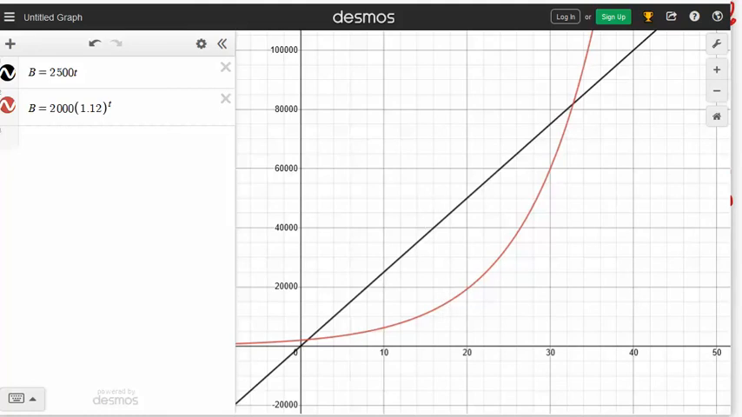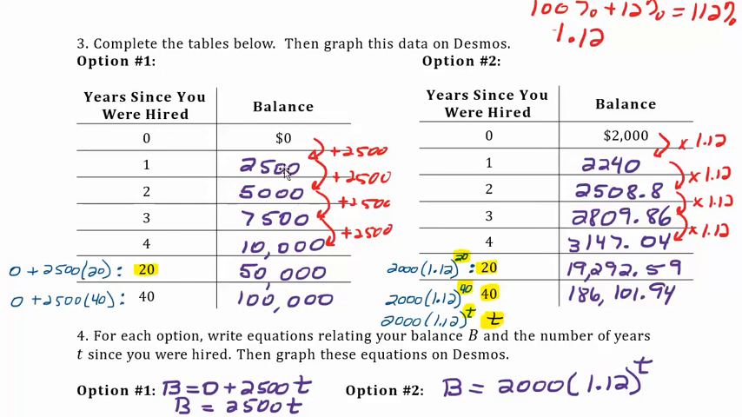We could see that in our table as well. That was option 1. If we look at these years, option 1 has more money. After 3 years, option 1 was $7,500 and option 2 was only about $2,800. Even after 20 years, option 1 was a lot more money, $50,000 versus a little more than $19,000. But when we skip to 40 years, all of a sudden option 2 skyrockets up to $186,000. I guess it's not out of the blue. It wasn't a whole other 20 years, but it's almost double what option 1 is.